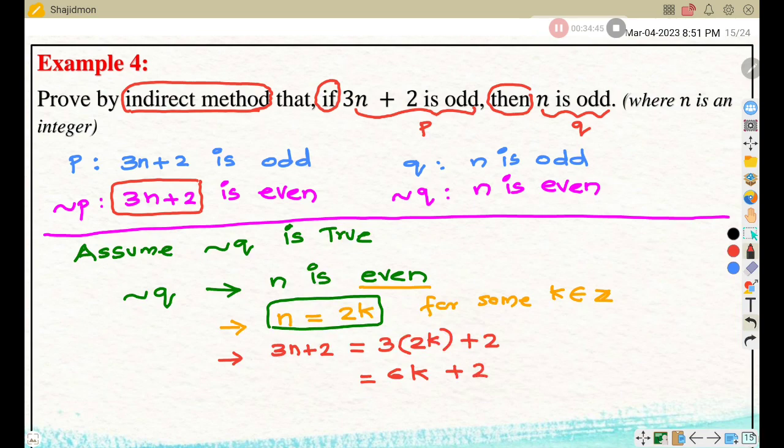6k plus 2, correct? Now we need to check whether this is even or odd. Is 6k plus 2 an even number or an odd number? We need to check that one. If it is even, negation p is also true.